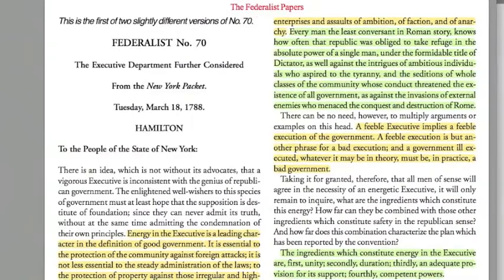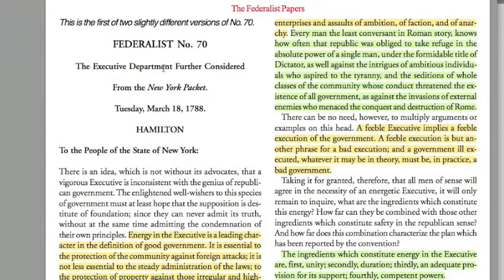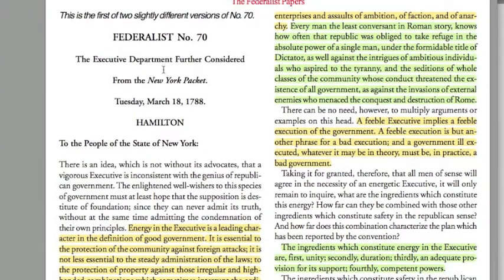Let's move him over. There we go. So the first thing is, what's our main idea? The main idea is stated by Alexander Hamilton right here in the yellow, and I alternate colors just so it's easier for you to see things that I've highlighted. The main idea is simply that energy in the executive is a leading characteristic, or a leading character, in the definition of good government.